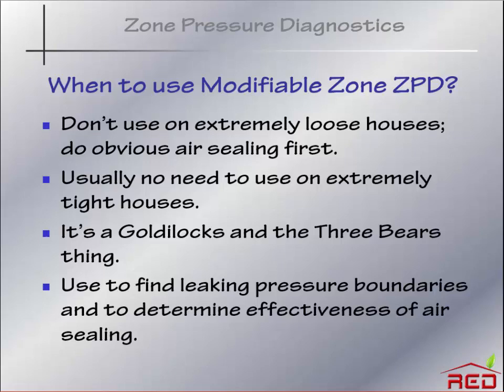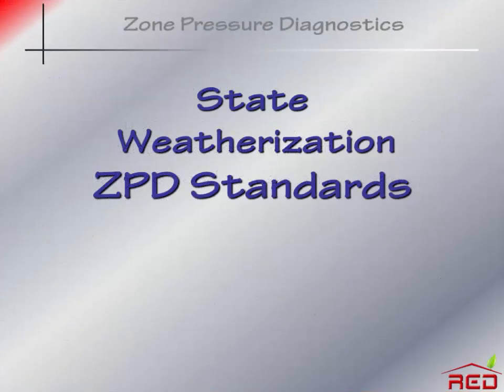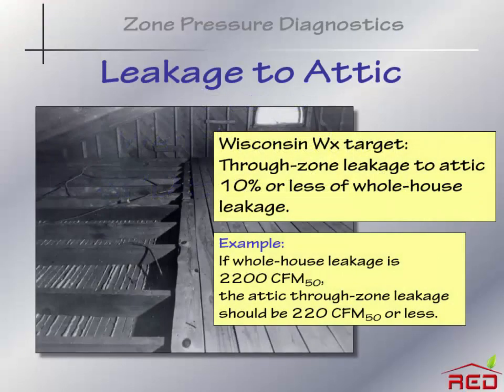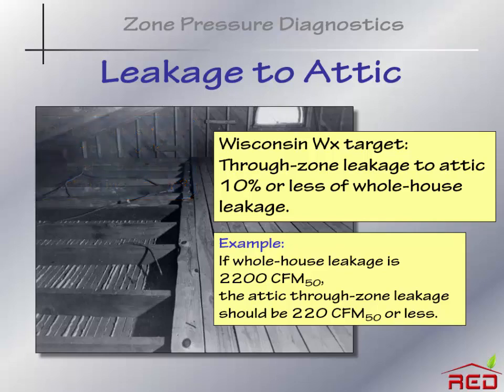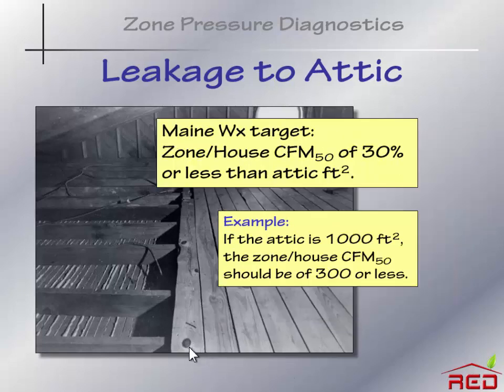And of course, as I've already mentioned, use it to find leaking pressure boundaries and to determine the effectiveness of air sealing pre and post. There are a few state low-income weatherization programs that have ZPD standards. More accurately put, they are ZPD targets. For attic air sealing in Wisconsin, the target is the through-zone leakage to the attic should be 10% or less than the whole house leakage. An example, if the whole house leakage is 2200 CFM50, the attic through zone or total path leakage should be 220 CFM or less.